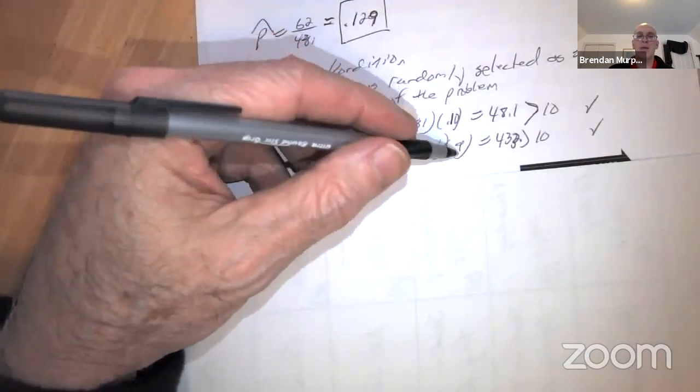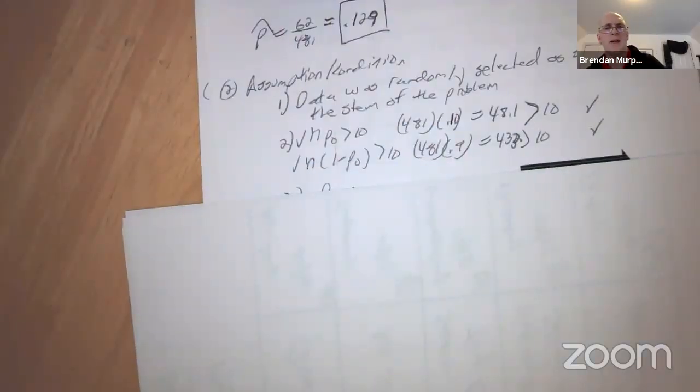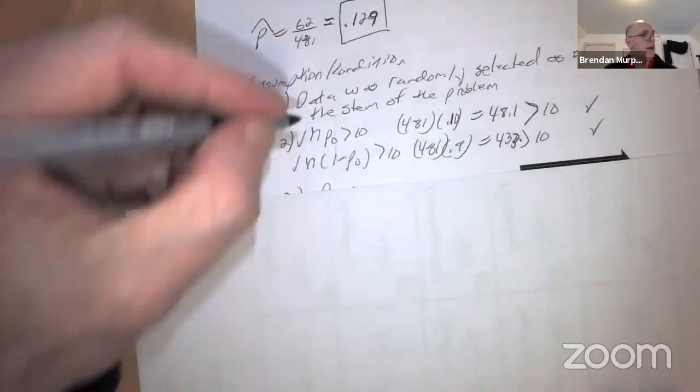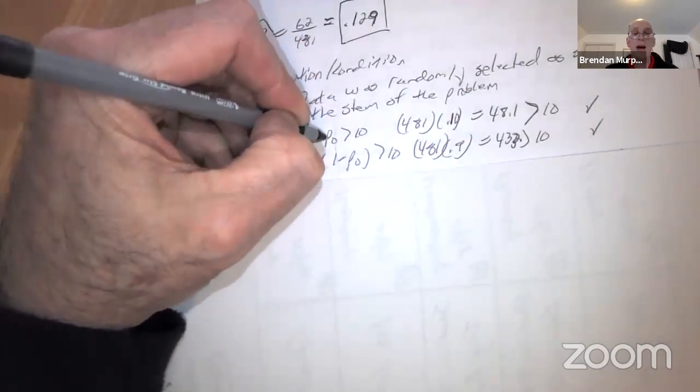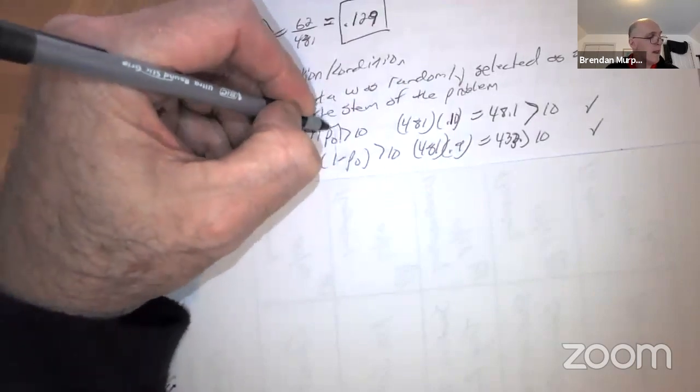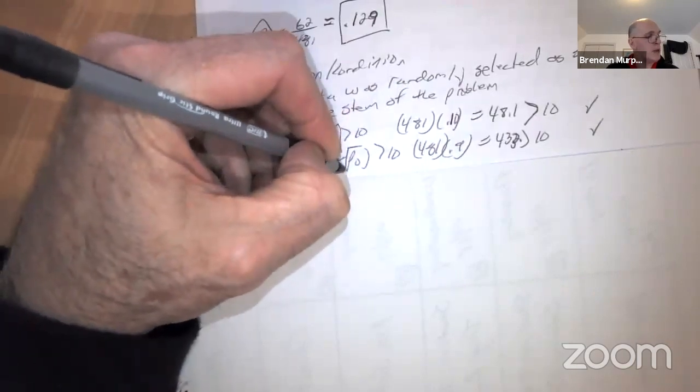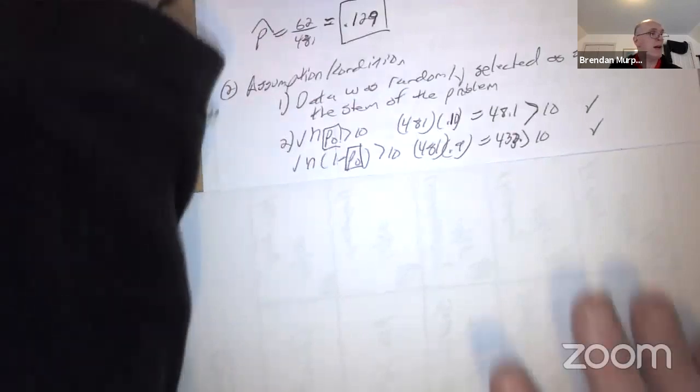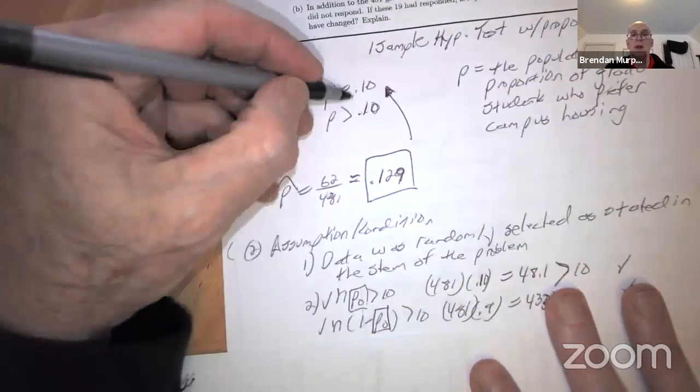So 480 times 0.9 is, I think I rounded that to 433. That was greater than 10. Well, clearly, both of those are greater than 10. So I'm happy with my sample size based upon my null hypothesis. Now, be careful here when we're doing a hypothesis test. That value there and that number there are based upon your null hypothesis, which is sort of the first thing I wrote.